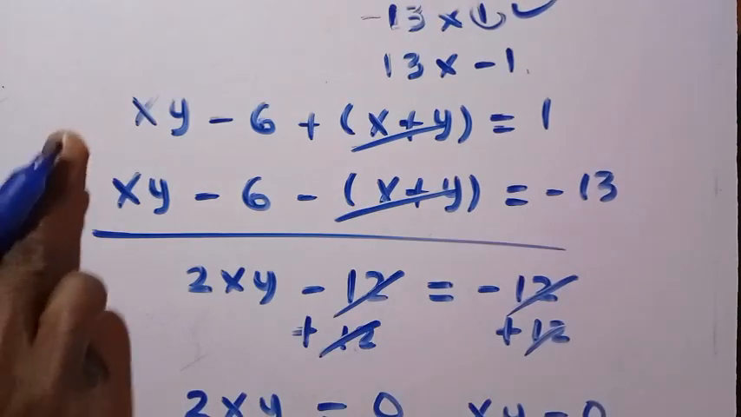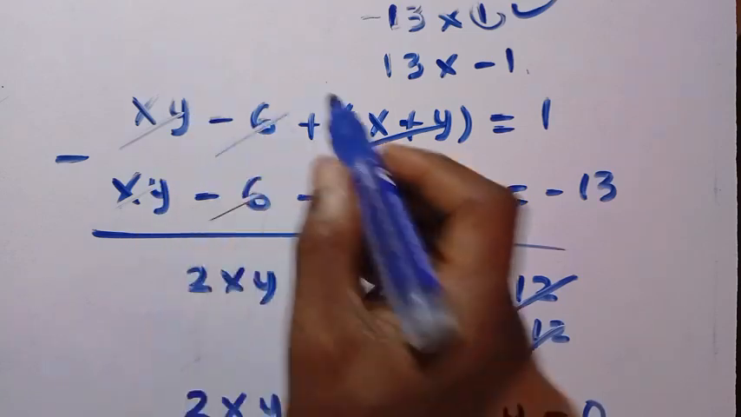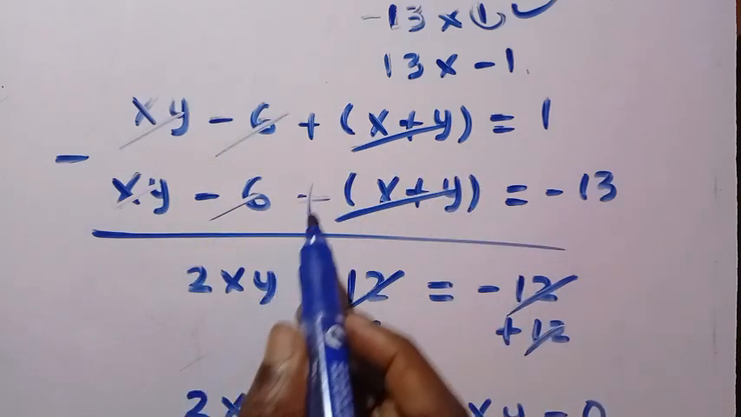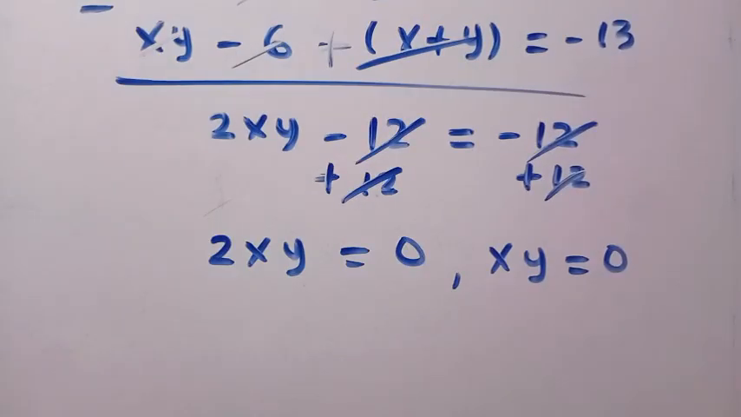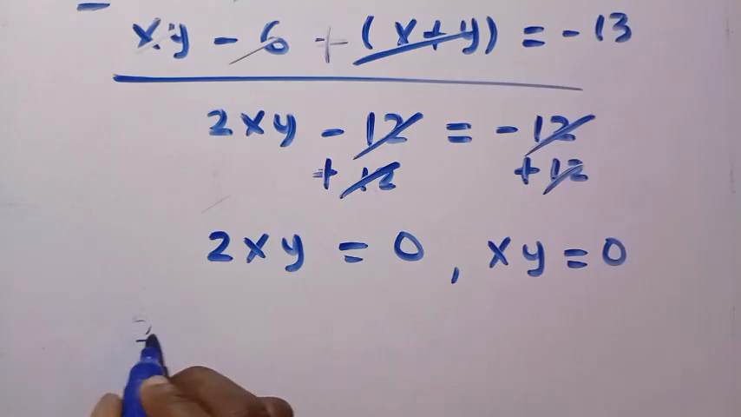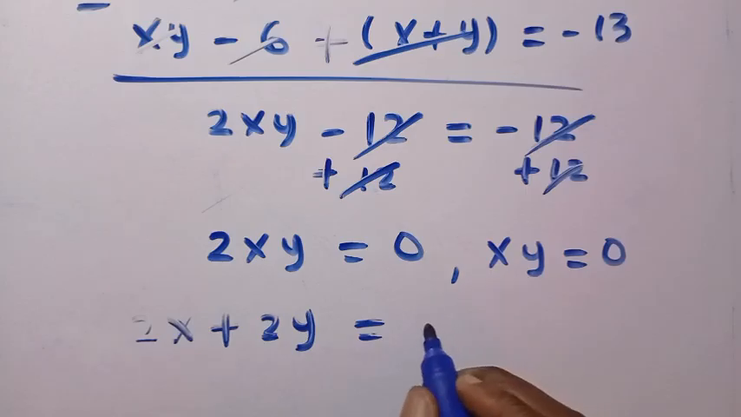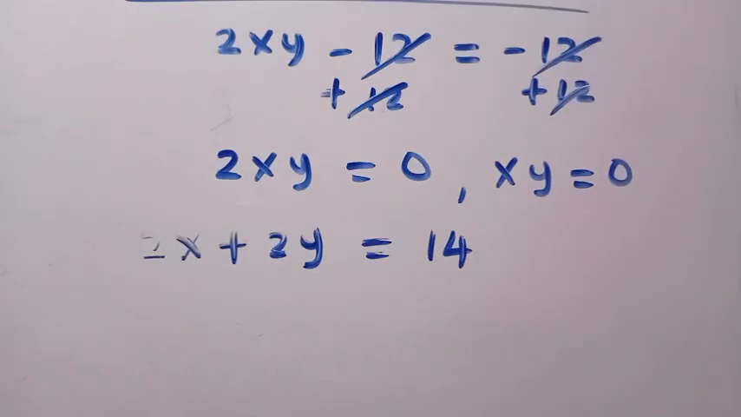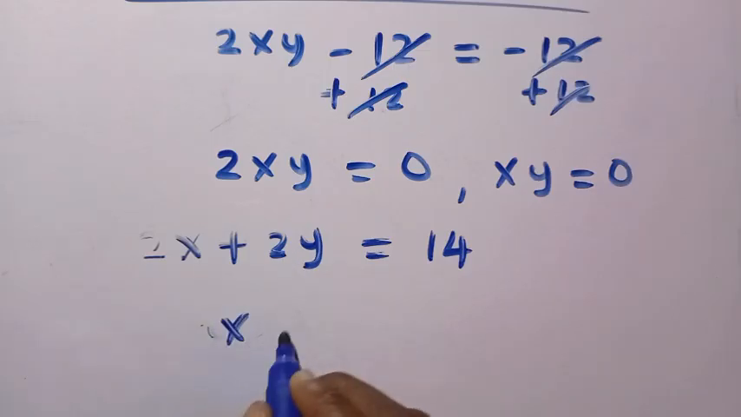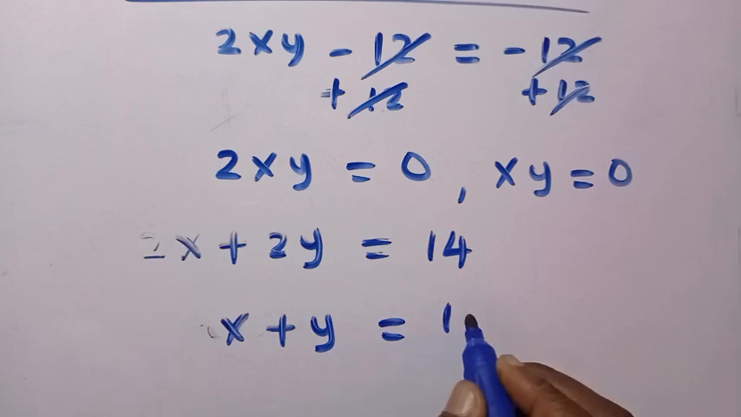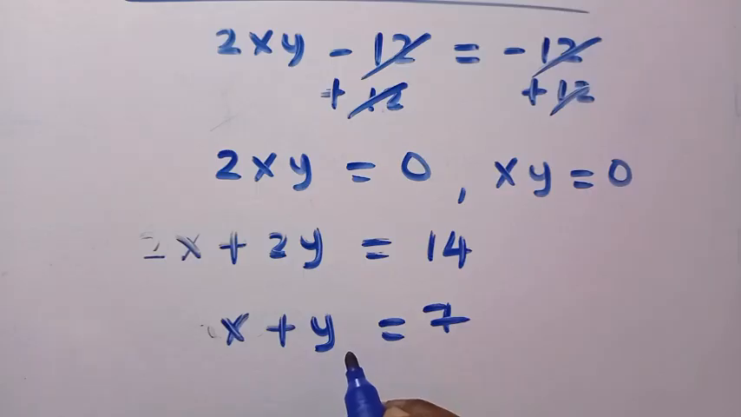Again, let's take the subtraction. By subtracting, this and this cancel and this also cancels, but here becomes positive. When this becomes positive, we add this together and this also becomes positive. So x plus y plus x plus y gives us 2x plus 2y, and this equals 1 plus 13, that is 14. So with this, when we divide both sides by 2, we have x plus y equals 7. This is what we have as our equation 1. This is our equation 2.